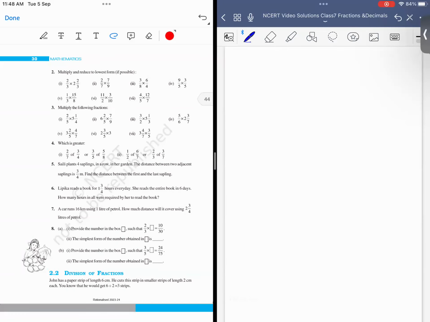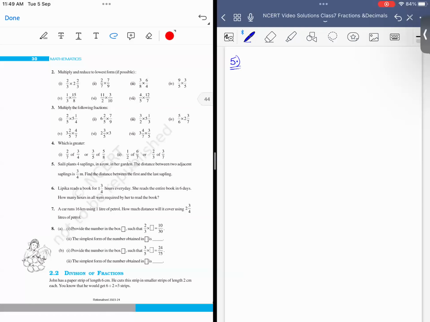Next, the second one also we can do on your own, the same way. Now, just read out this question. Sally plants 4 saplings in a row in her garden. The distance between two adjacent saplings is 3 by 4 meters. Find the distance between the first and the last sapling.